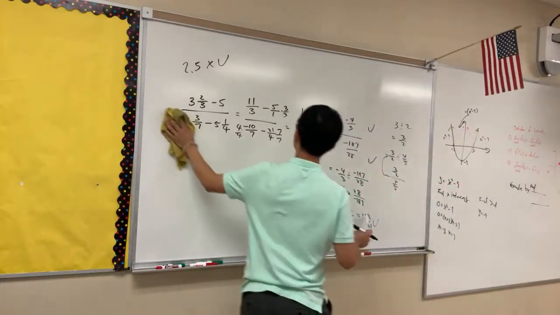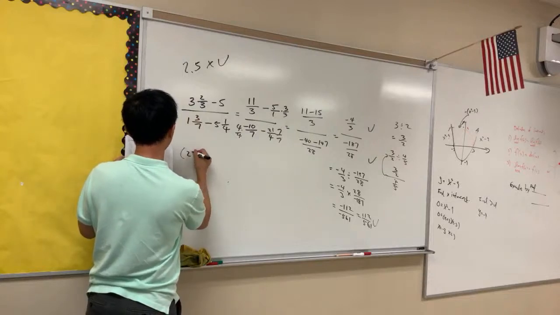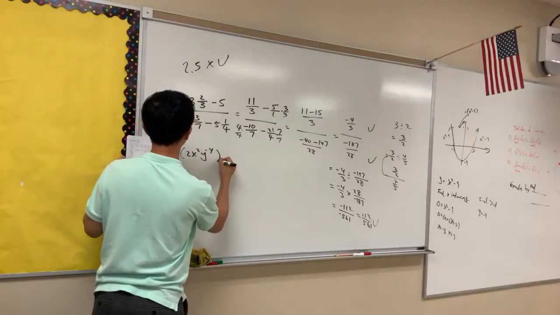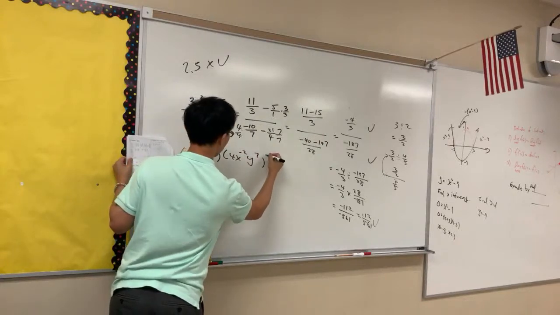Okay, don't erase it. I'm going to write down the next one. 2x squared y to the negative 4 over 4x to the negative 2 y to the 7, all to the negative 2 power.